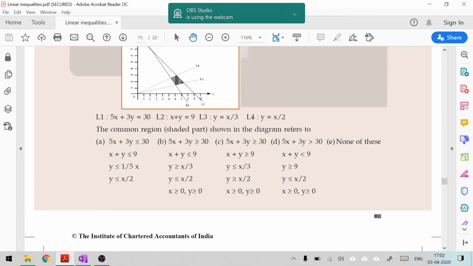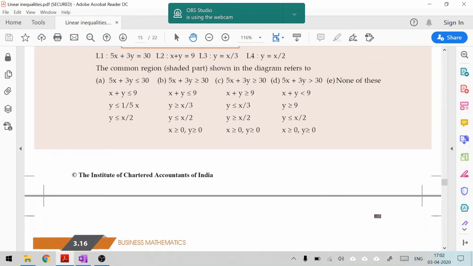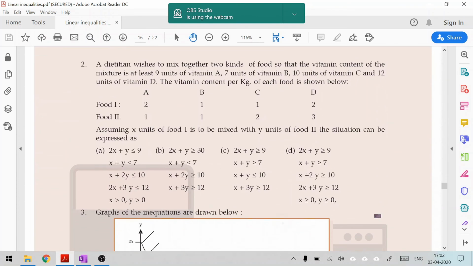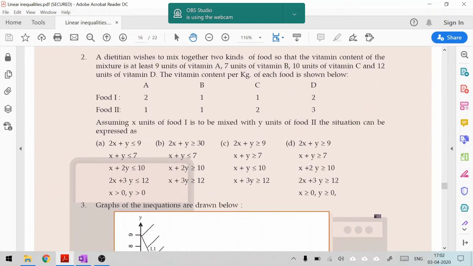Now coming back to the options. Let's come to question number 2. Question number 2 is our type 3 optimization problem, where there is a big problem given to you and then you are supposed to select the set of equations which are correct.